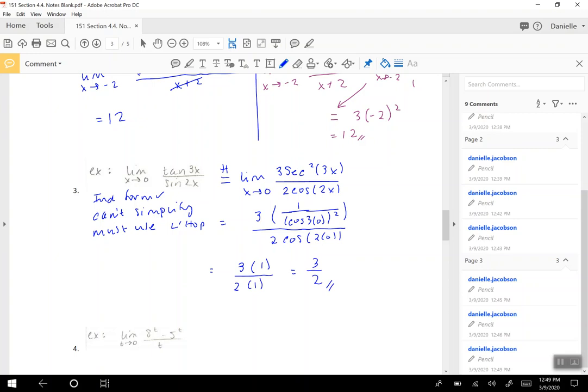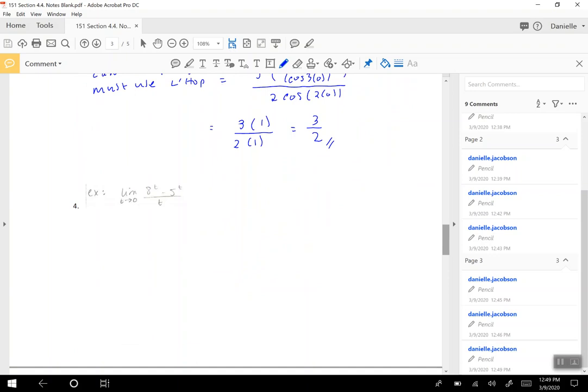Notice with my notation, I wrote L'Hopital's on the first one, because that's where I took the derivative. On the second and third steps, I'm just running the limit and doing arithmetic, so it wouldn't make sense to write that I'm using L'Hopital's. Okay, so let's move on to example 4.